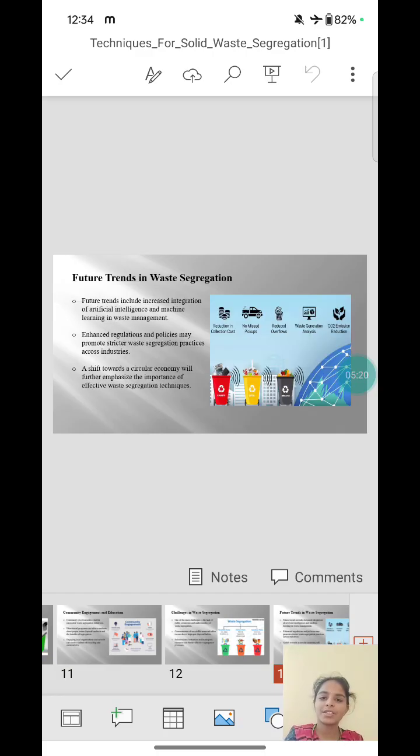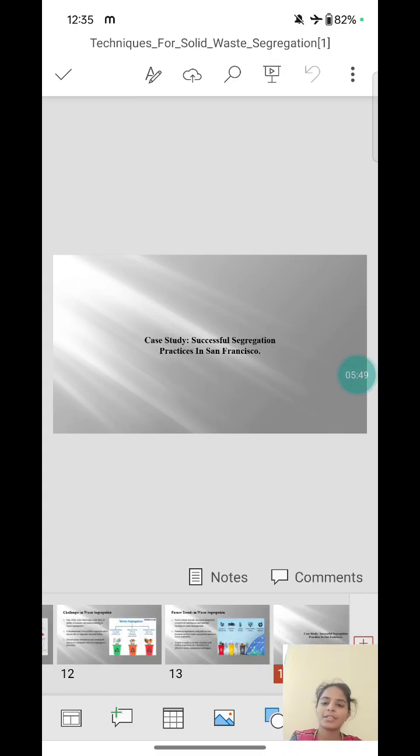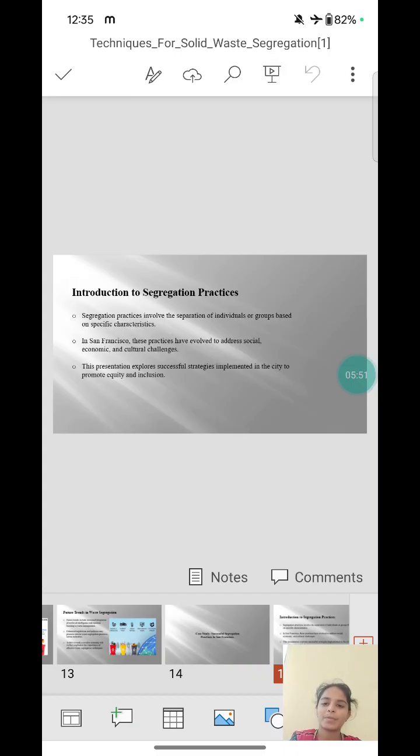Future trends in waste management segregation. Future trends include increased integration of artificial intelligence and machine learning in waste management. Enhancing regulations and policies may promote stricter waste management practices across industries. A shift towards a circular economy will further emphasize the importance of effective waste segregation techniques. So, let us see the case study.